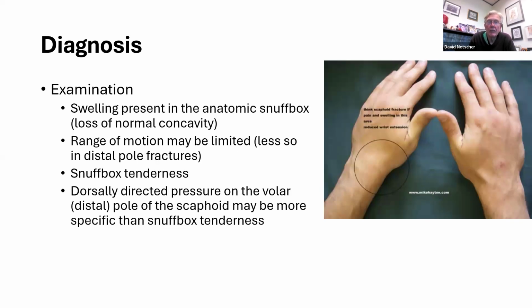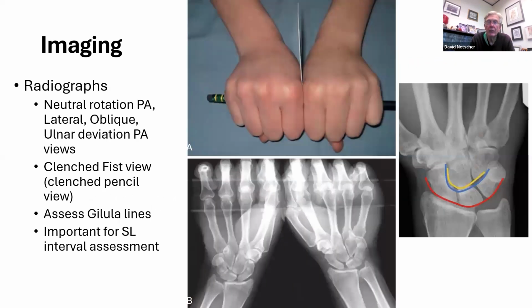Examination is swelling in the anatomic snuff box. So in this area here, range of motion, wrist flexion and extension may be uncomfortable and reduced. There's tenderness in the snuff box, but more particularly tenderness again over that distal pole of the scaphoid. So not only in the snuff box, but over the distal scaphoid. And that may be more specific than the snuff box tenderness that's always quoted in textbooks.